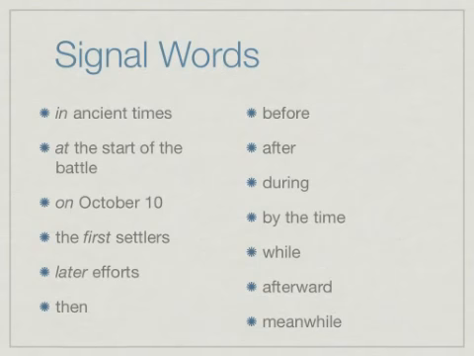There are signal words that are typical to chronology, and they often are prepositions, like in ancient times, at the start of the battle, on October 10th. Or they could be time words, the first settlers, later efforts, then, before, after, during, by the time, while, afterward, meanwhile. There are many different time words, and many of them will qualify as signals for chronological order.